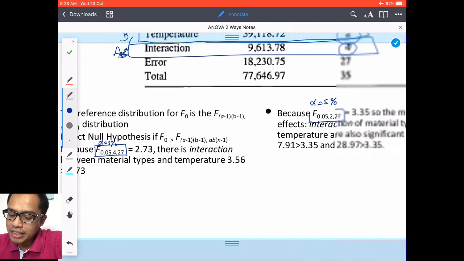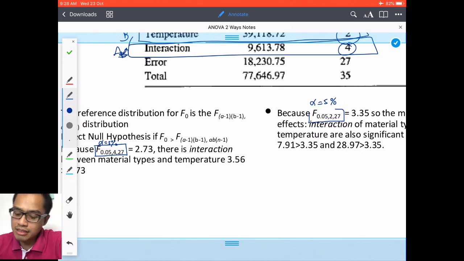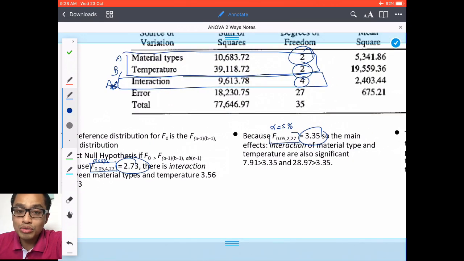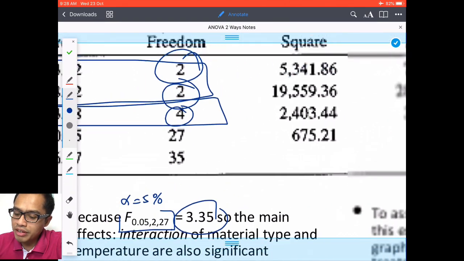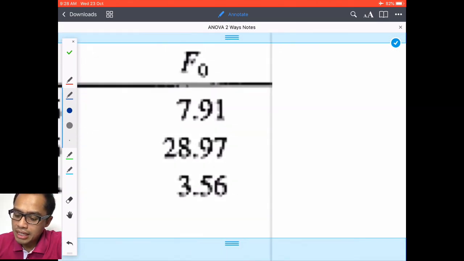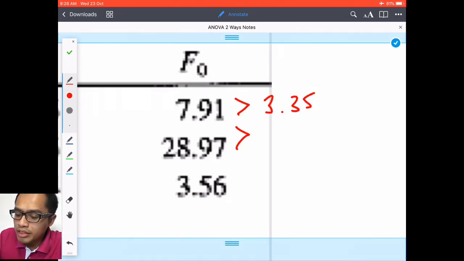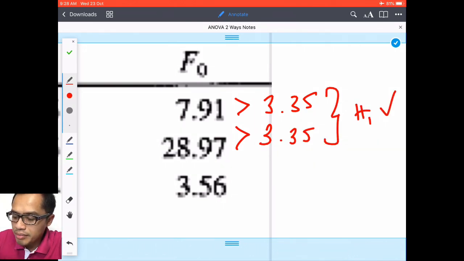So I hope you know how to find this from the statistical table, right? So you have these two numbers. For F alpha V1, V2 of 2 and 27, you have 3.35. That means for factor A and factor B, it's more than 3.35. H1 accept. It is significant. It happens in the experiment and it's significant. Please do not change.